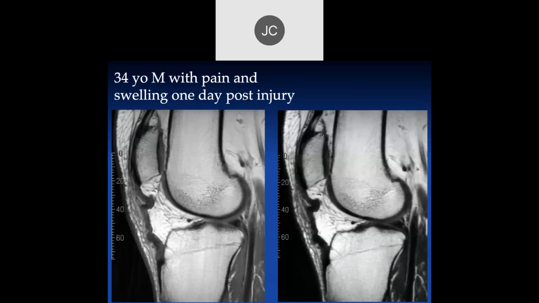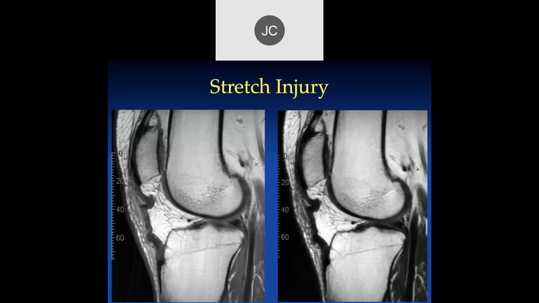34-year-old male with pain and swelling 1 day post injury. So we have sagittal images of the knee. It looks like there's laxity in the patellar tendon. So the other thing that can happen when you get tendinosis and the microscopic tears and weakening of the collagen fibers in the tendon, you can actually get stretching injuries of the tendon. As you can see here, where it's stretched out, no longer mechanically functioning properly, and this is a chronic stretch injury.